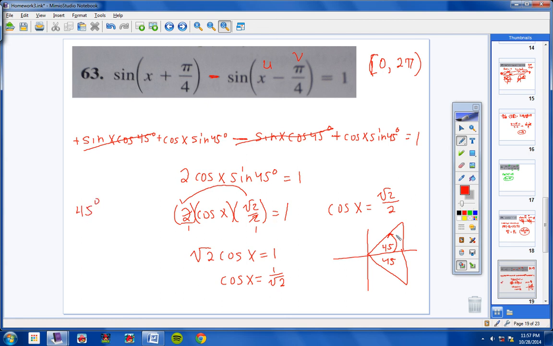And the other answer starts here and goes all the way to the hypotenuse. So that would be 315 degrees. If you're looking for radians, it would be pi over 4 and 7 pi over 4. There we go. There's your two answers.